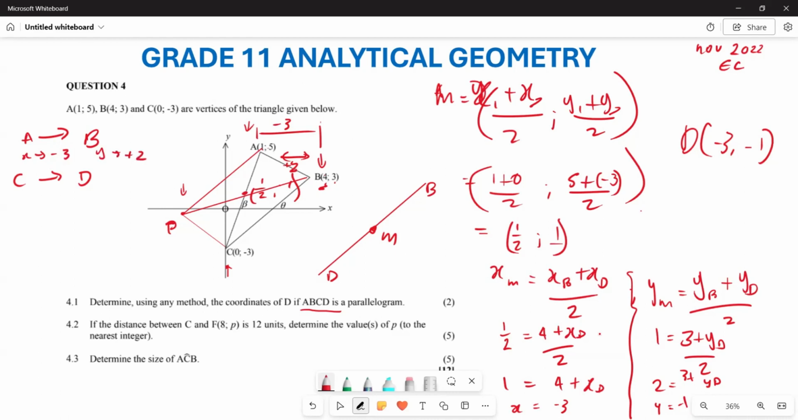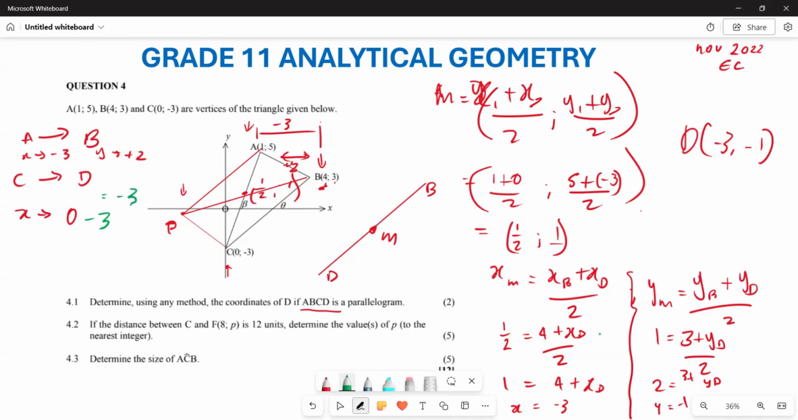Now you can come to the coordinates of C, and let's start with the x coordinate of C. You have 0. You are going to say 0 minus 3. And what is the answer that you are going to get? This is the same as negative 3.